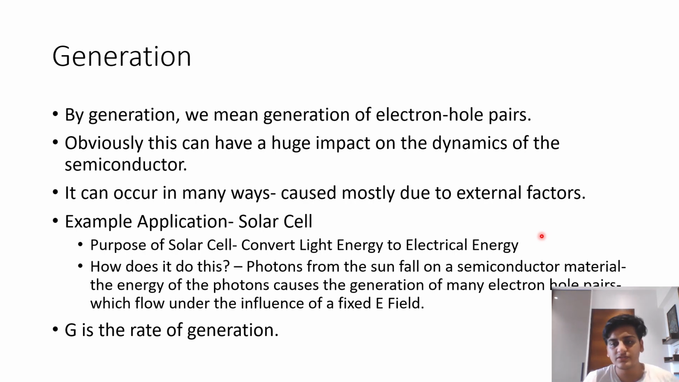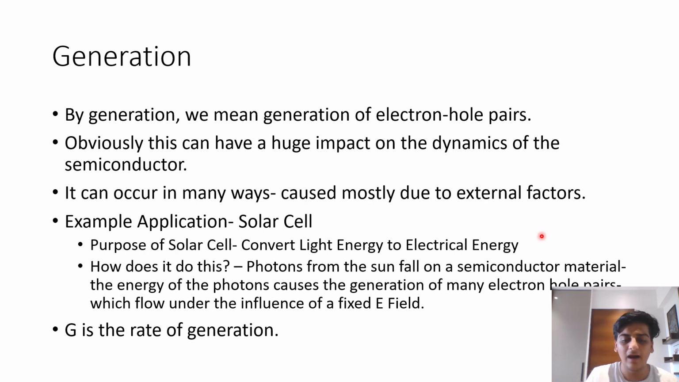So photons from the sun will fall on the semiconductor material, and the atoms at which these photons are falling, it causes the generation of many electron hole pairs by displacing an electron from an atom in the lattice, which will create an electron, and from where the electron was displaced, a hole gets created.